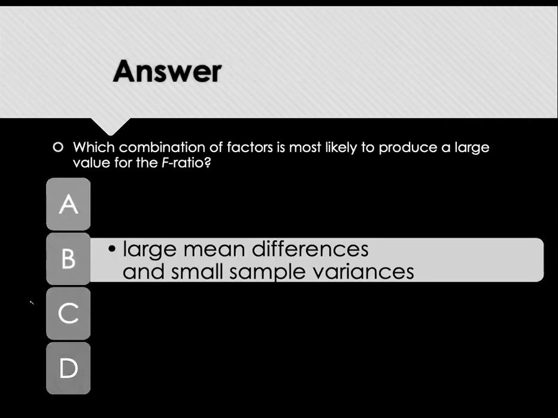So the answer is B, large mean differences and small sample variances. Remember, the F ratio is between treatment variance divided by within treatment variance. If there are large differences between the two treatment means, then our numerator would be large. And if there are small within treatment variances, then our denominator would be small, and that would give us a large F value.